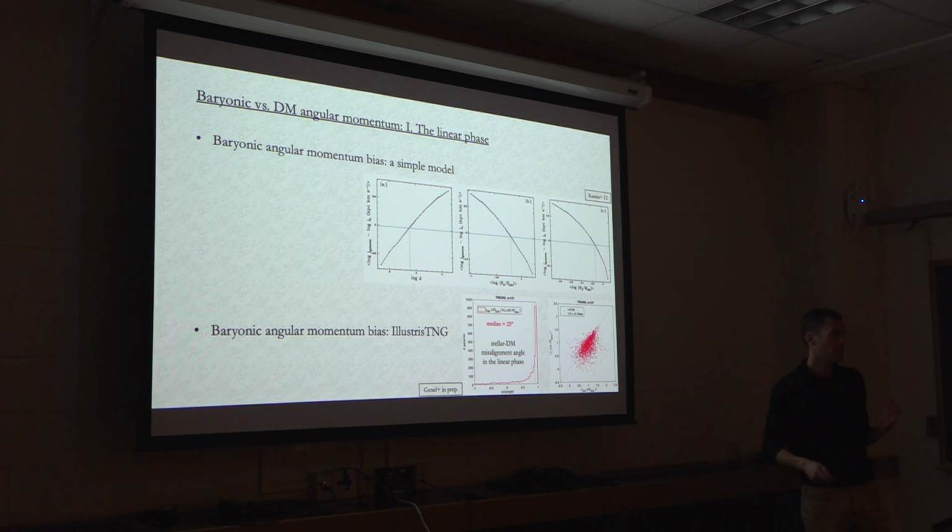And if we compare the angular momentum of what will end up as stars and what will end up in the dark matter halo, and we compare the angle between these two in the initial conditions, we also find that they're not completely aligned. There is a misalignment of 25 degrees there.